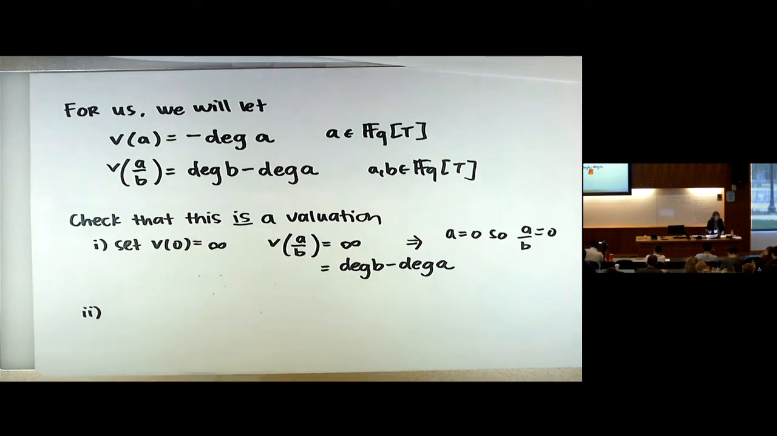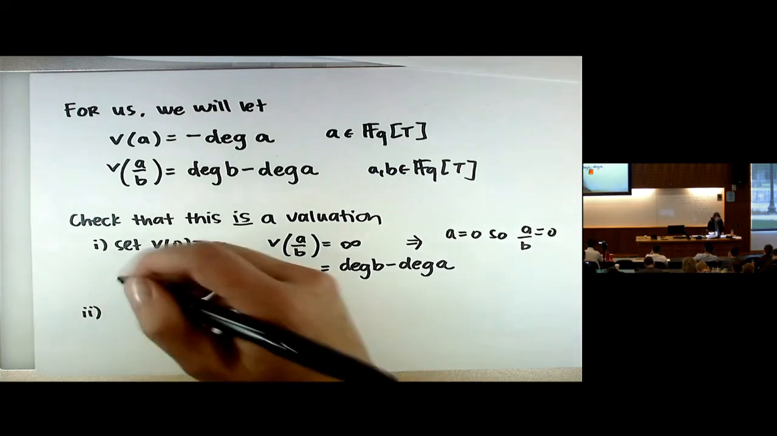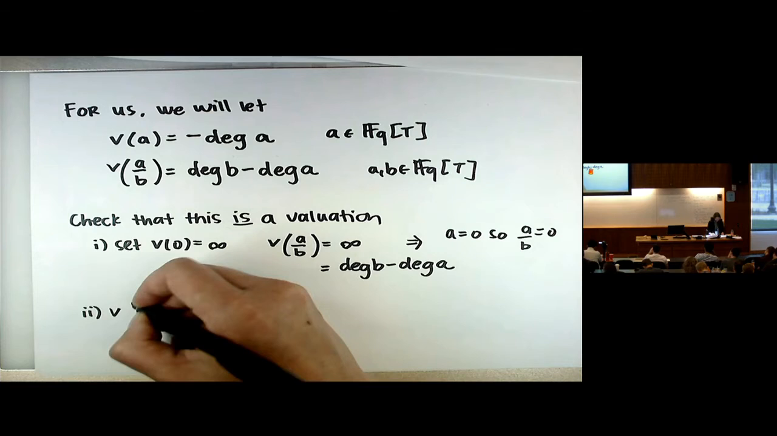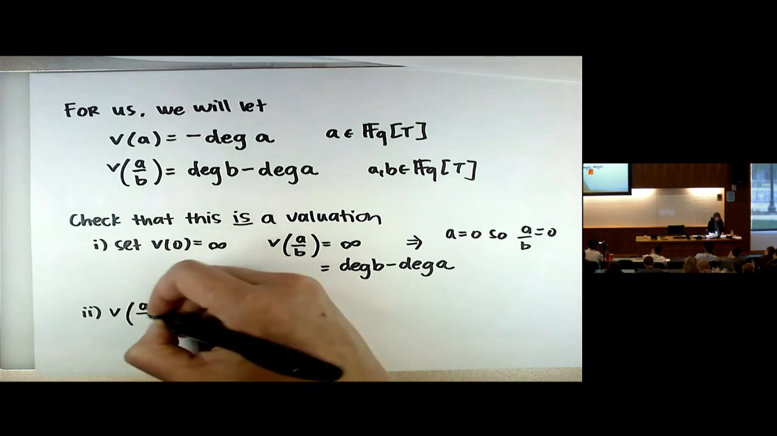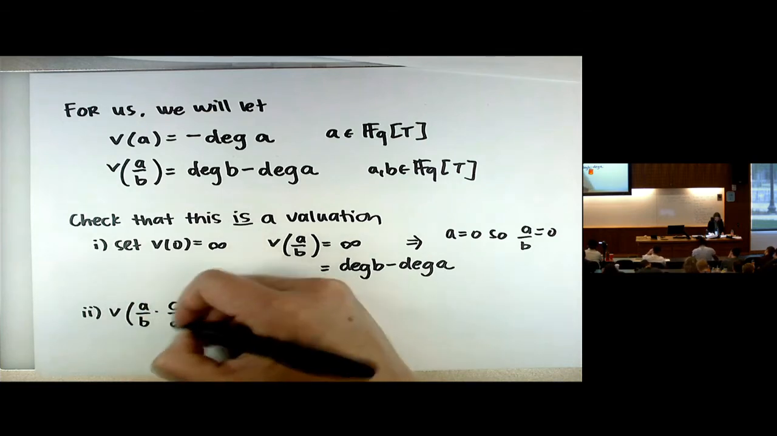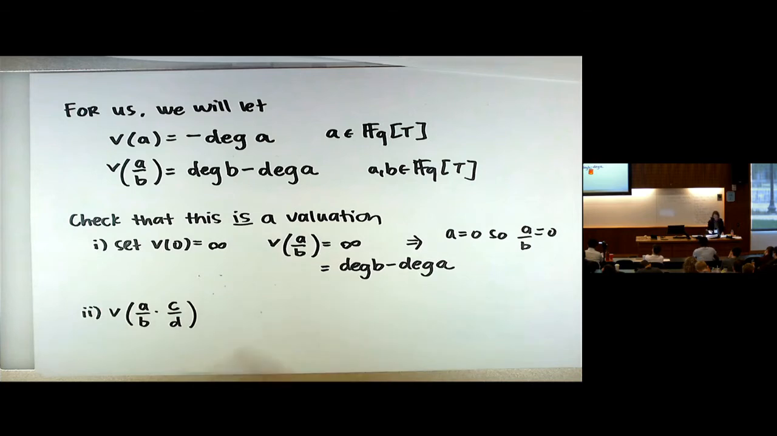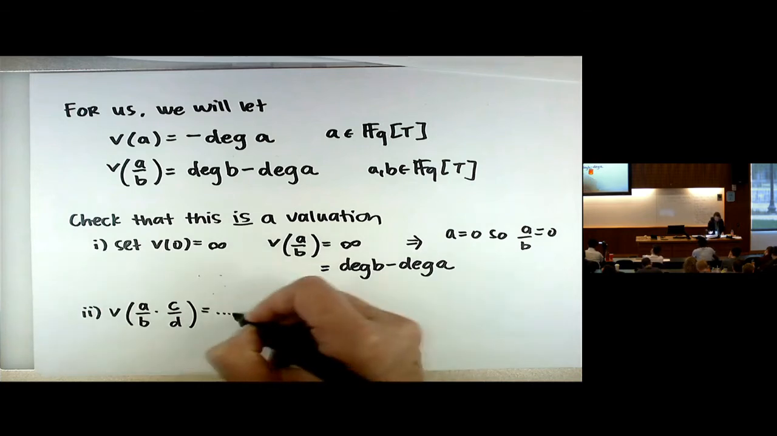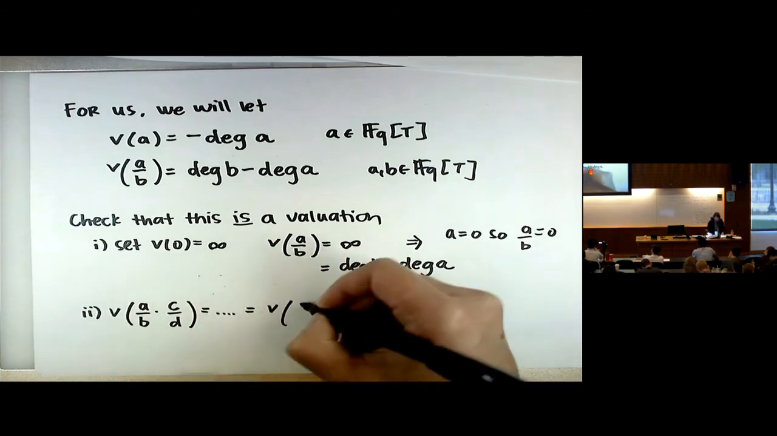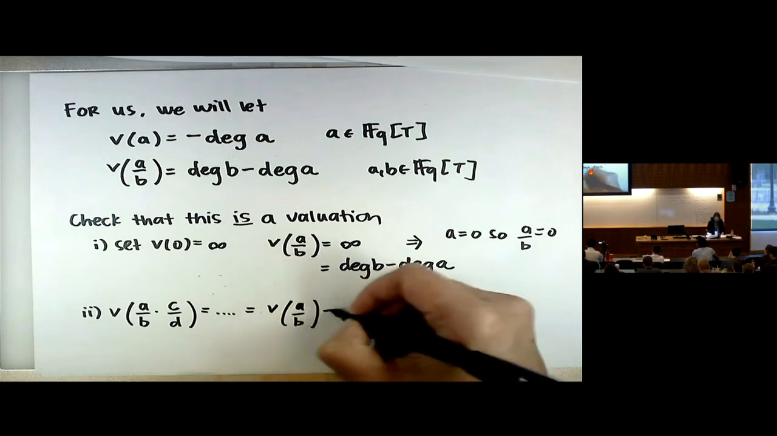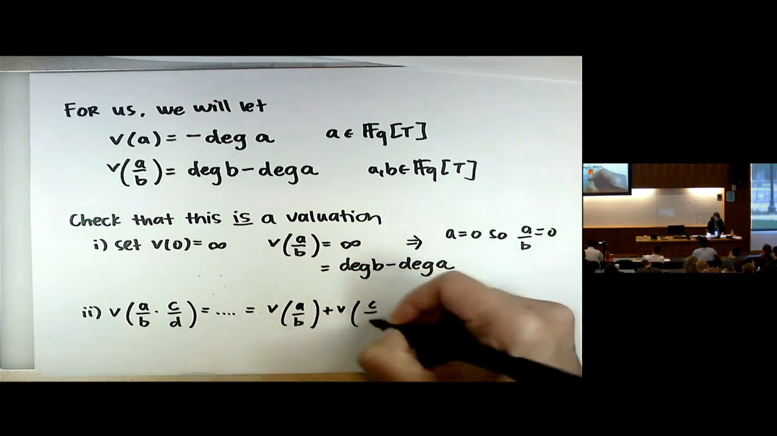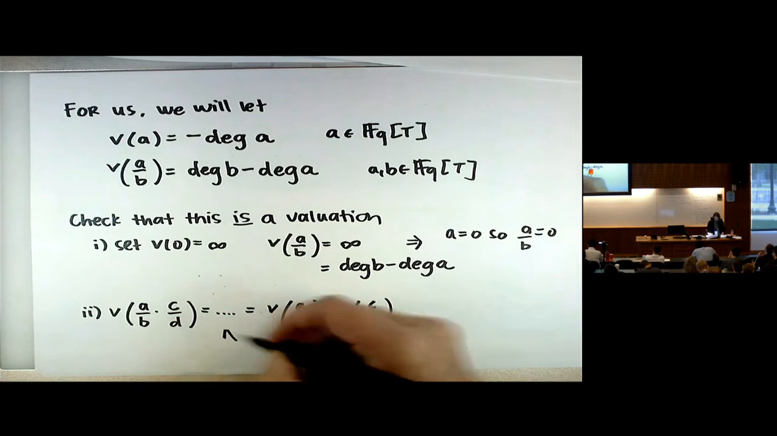Then I can check that the valuation of a divided by b times c divided by d, and so on, gives the sum in the end. And I'm actually going to leave this as an exercise.